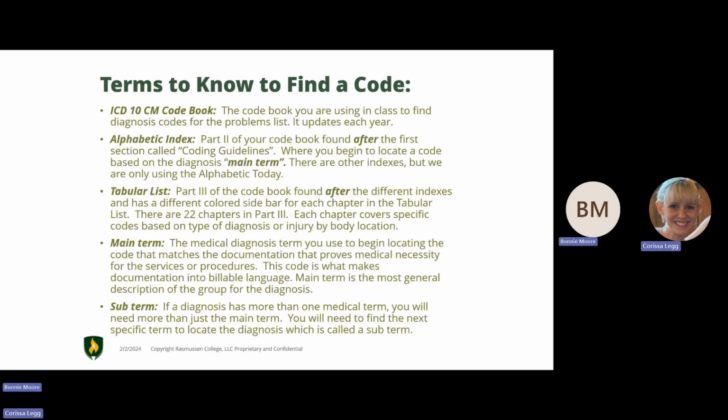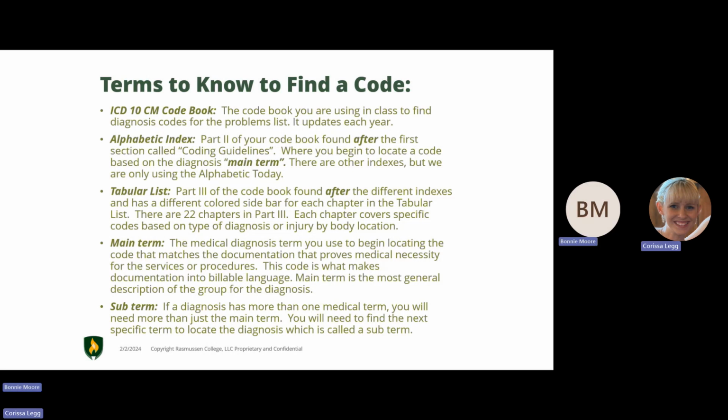So in the front part of your code book is called the alphabetic index. Remember, we talked about that's where you find that initial code. So the part 2 of your code book, called the alphabetic index, is found after the section called coding guidelines. So first you want to locate in your code book the alphabetic index, because this is where you're going to start locating the diagnosis you're looking for.